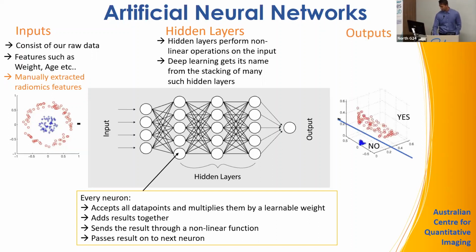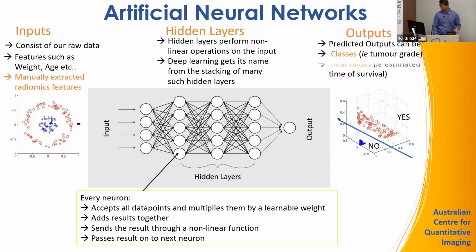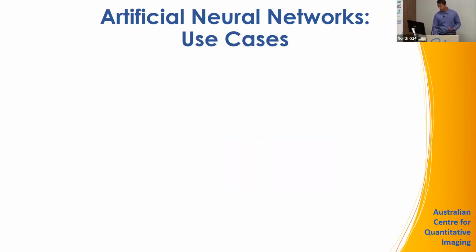And our output should resemble something like this in feature space, where the data is now linearly separable. The predicted output can be classes, for example, the tumor grade that we're analyzing based on our extracted radiomics features, or real values, for example, the estimated time of survival for a particular patient based on the characteristics fed into the model. So what are some of the use cases of artificial neural networks in medicine?